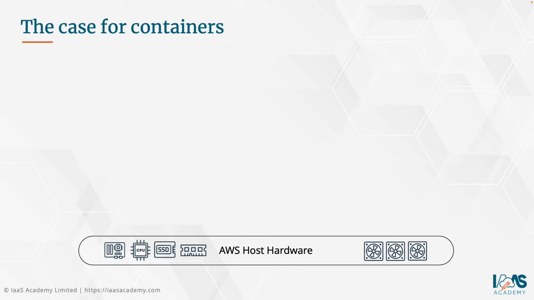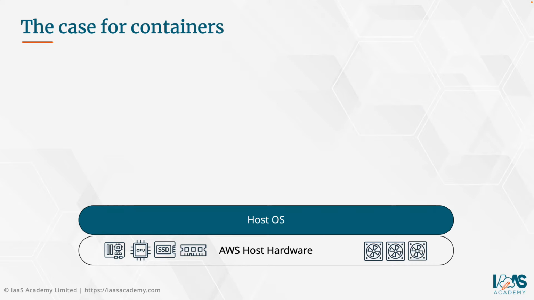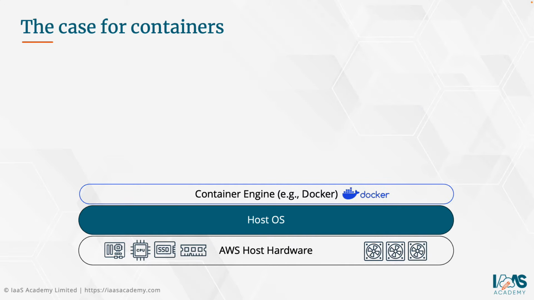With containers, you still have the host hardware. You need the underlying hardware with the CPU, the storage, the memory, the cooling fans to keep everything nice and cool, and all that stuff. But on top of that, we have the host operating system. So the host operating system could be running a Windows environment or a Linux environment or whatever the operating system needs to be. And then on top of this, you've got something called the container engine. And a good example of a container engine is the Docker container engine. So in this scenario, what we have is a Docker container engine that is going to help you create and manage your containers.